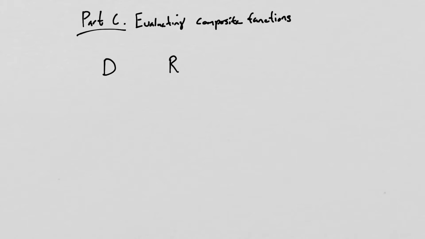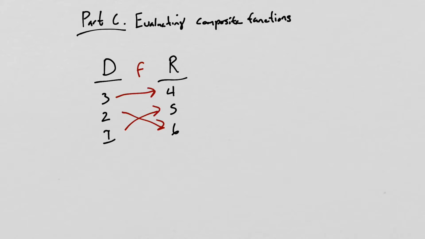Over here we have a function whose domain contains 3, 2, and 1, and whose range contains 4, 5, and 6. Let's call this first function f, where 3 goes to 4, 2 goes to 6, and 1 goes to 5. Now, let the range of our function f also be the domain of a new function. We'll call this function g.